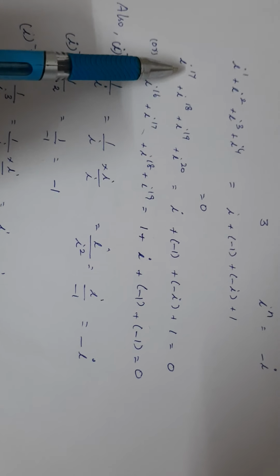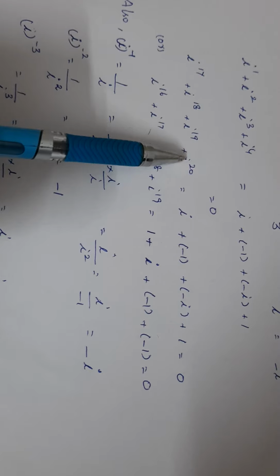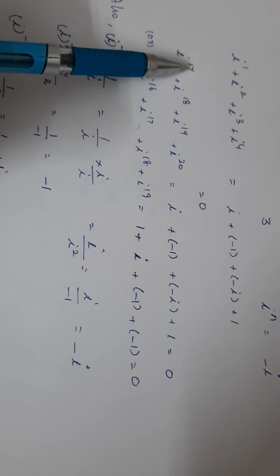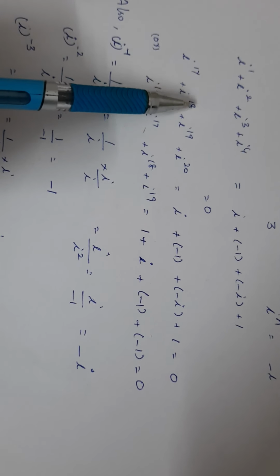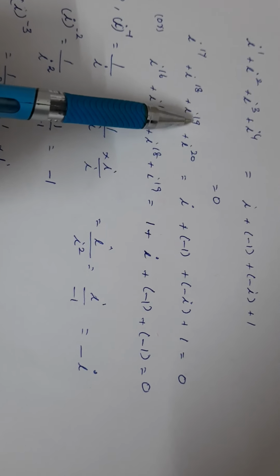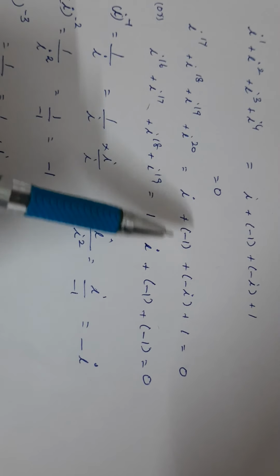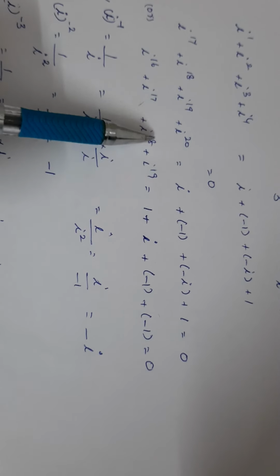Look at this next example: i^17 + i^18 + i^19 + i^20. When we divide 17 by 4, the remainder is 1, so it will be equal to i. For 18, the remainder is 2, so it is equal to minus 1. Then the remainder is 3, so minus i, and 20 is divisible by 4 with remainder 0, so it is 1. So the summation will be equal to 0.